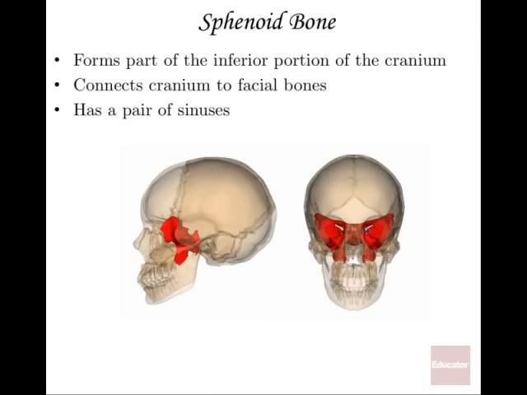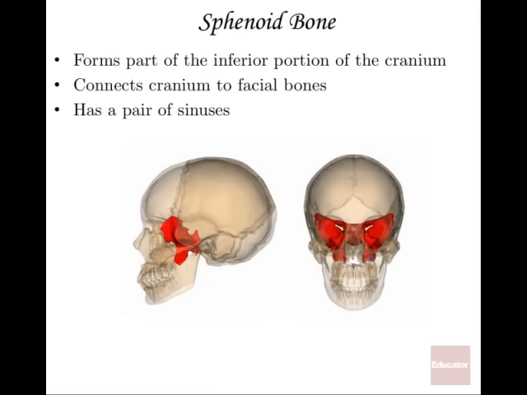So it forms part of the inferior portion of the cranium. That sagittal cross-section we saw, it was towards the bottom, front anterior portion of the cranial cavity. And it connects the cranium to the facial bones. A lot of facial bones that we'll cover a little bit later in this lesson articulate with the sphenoid. So straight back through the eyes and nasal region, that's where the sphenoid bone is located.